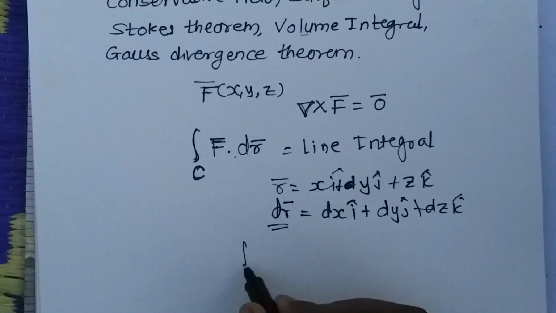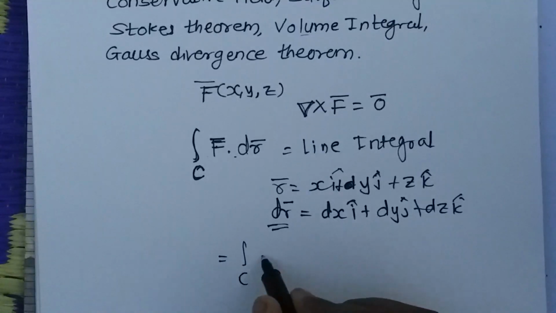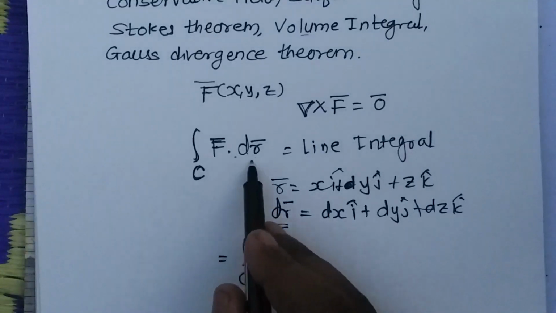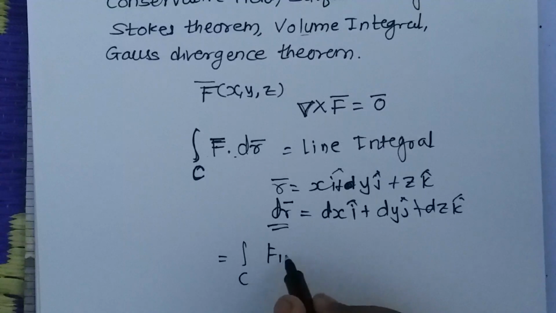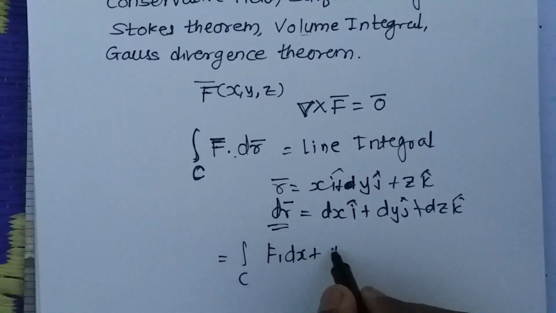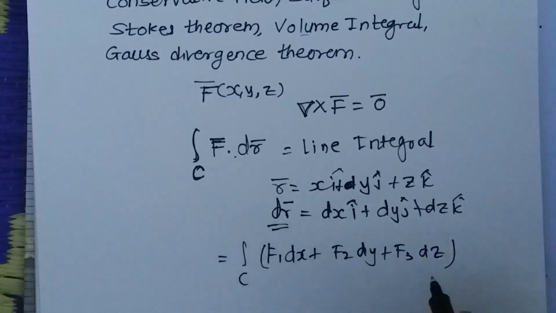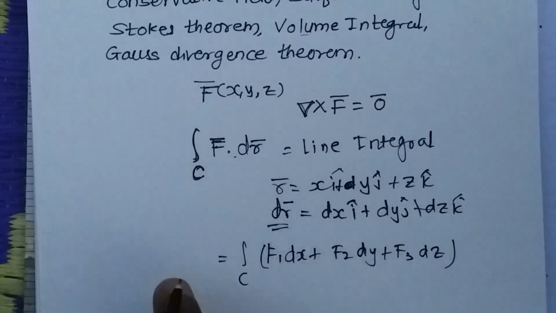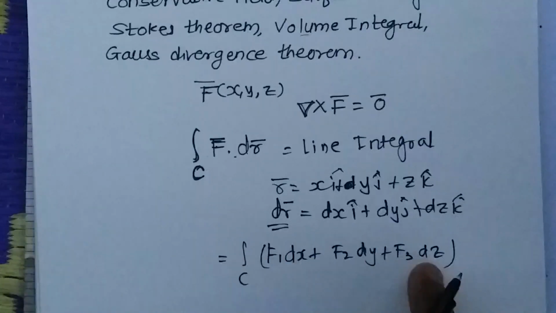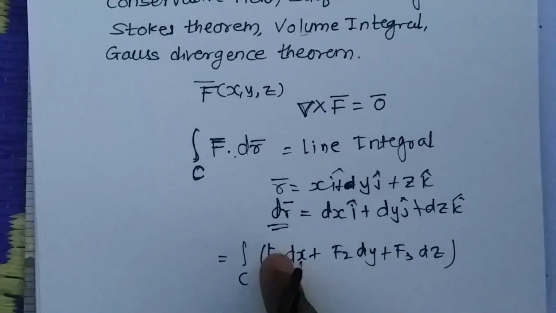When we take the dot product of these two vectors f bar and dr bar, we'll have f1 dx plus f2 dy plus f3 dz, which is a scalar quantity. There will be no i j k after taking the dot product. And then we have to evaluate this integral. There are three terms in total. We have to integrate. We have to calculate this integral over the curve C, where C is any curve.